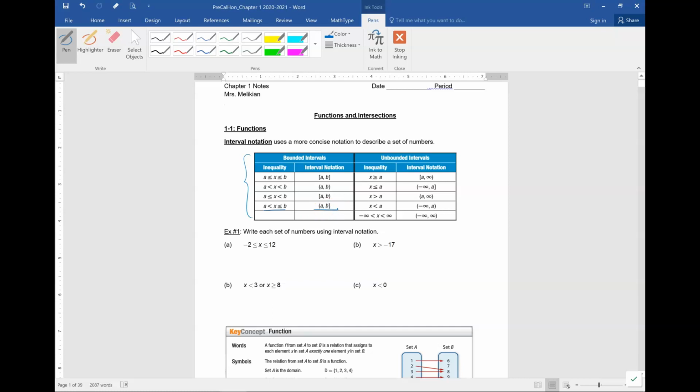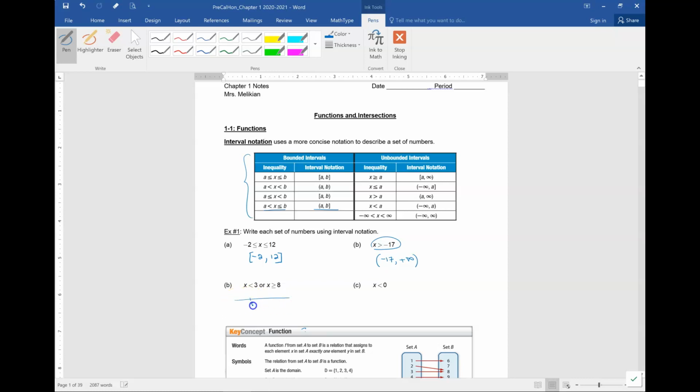So if you take example number 1a, if we want our interval to be from -2 to 12, including both numbers, we say that's [-2, 12], close the brackets. For something like x is greater than -17, we say the values start at -17 and they go up to positive infinity. Infinity is always open, and since this is just greater than, not greater than or equal to, we say open as well.